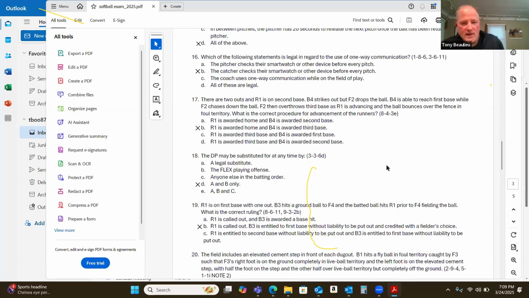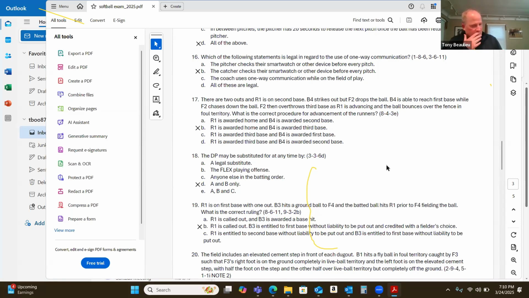17. There are 2 outs and R1 is on second base. B4 strikes out, but F2 drops the ball. B4 is able to reach first base while F2 chases down the ball. F2 then overthrows third base as R1 is advancing and the ball bounces over the fence in foul territory. What is the correct procedure for advancement of all the runners? The answer is R1 is awarded home and B4 is awarded third base.